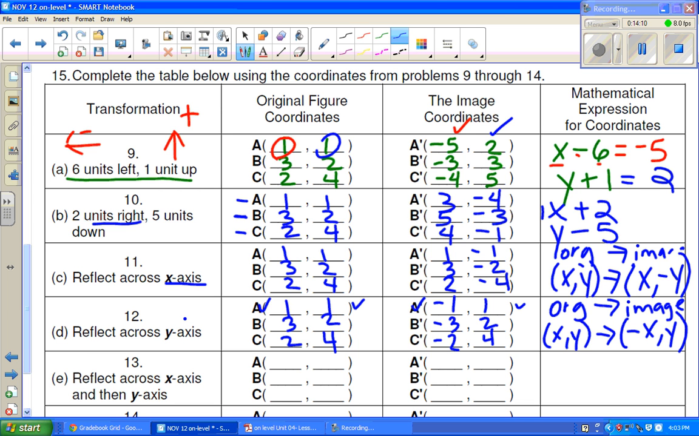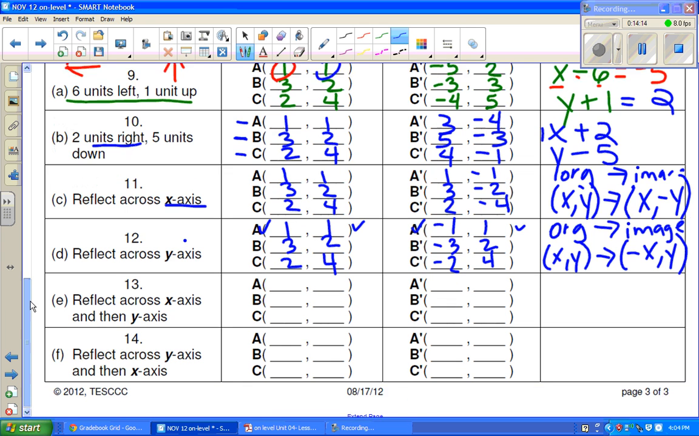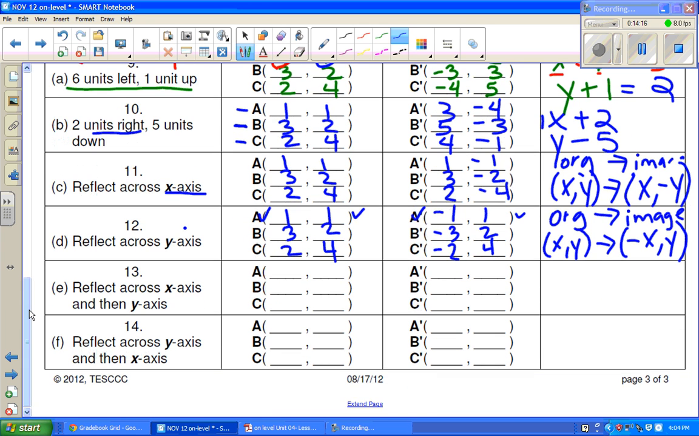Now you try to fill out number 13 and 14 before you come to class tomorrow. And then we'll do an activity as soon as you get here and hopefully have a little bit of fun.